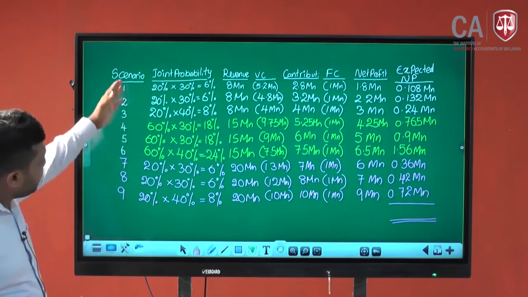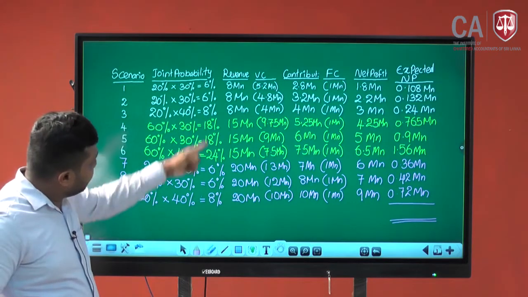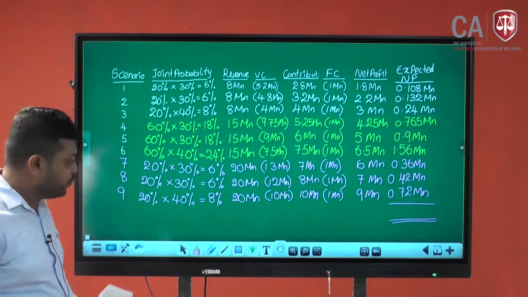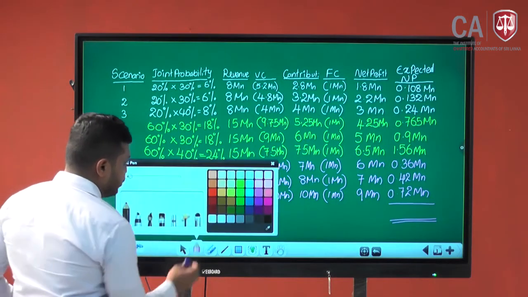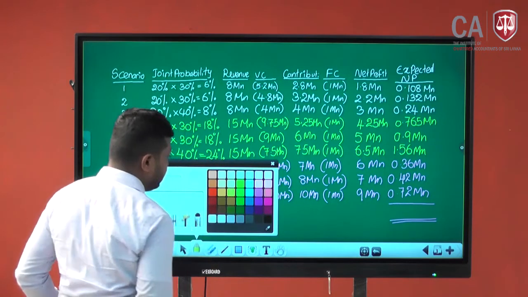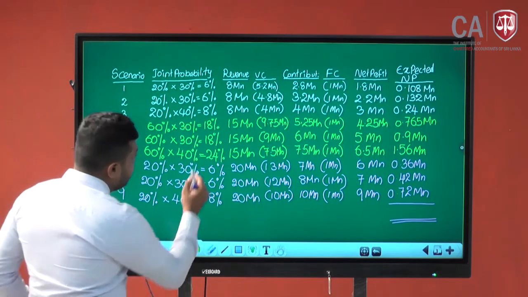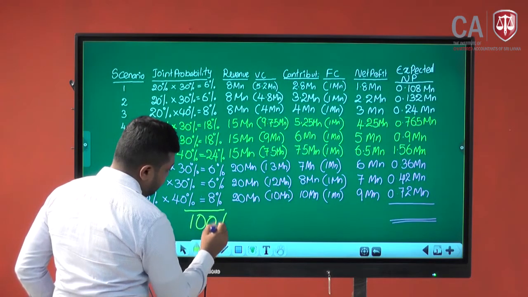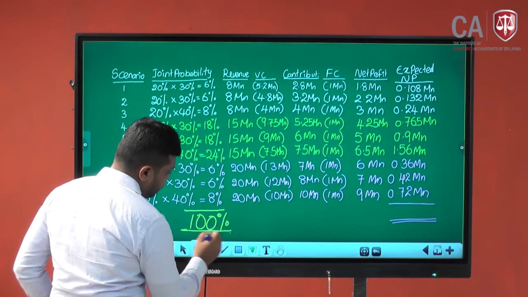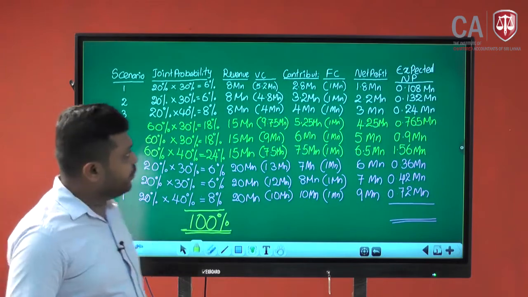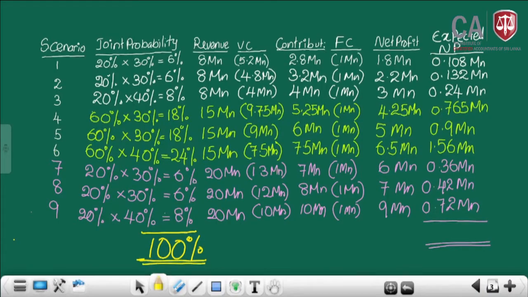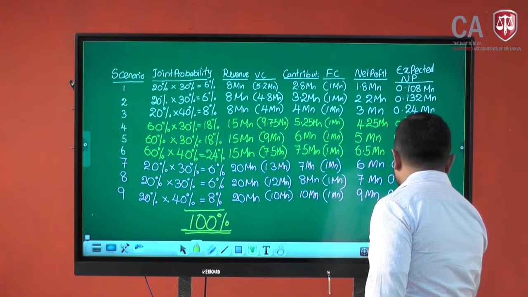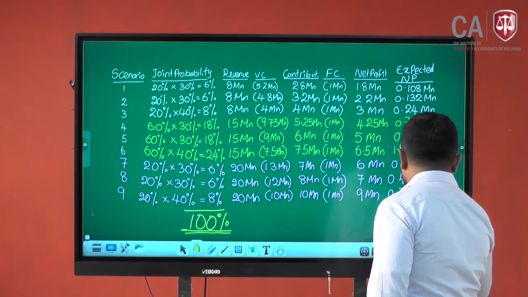Right. There are 9 scenarios. If you get the total of the joint probabilities, it will equal 100%. If you calculate the expected net profit, you will get an expected net profit of 5.205 million.